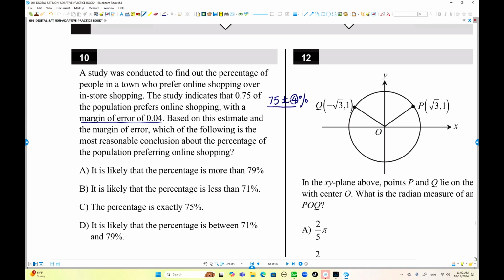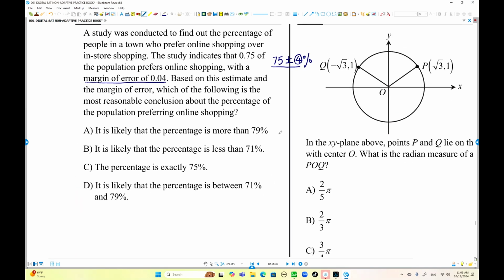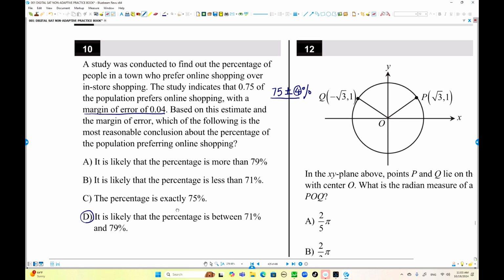If we have a large sample size, the margin of error decreases. But if you survey the whole population, the margin of error is 0, right? Okay. So this one, with the sample size, plus minus 4 gives 71 to 79, right? So we can predict the percentage between 71 and 79, right? You can generalize to the population, okay? Here is number 12.